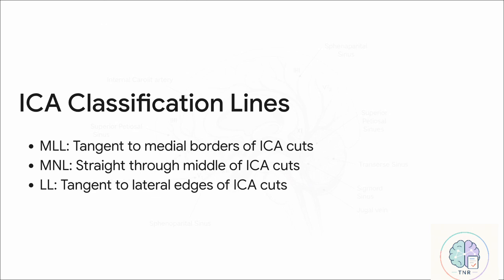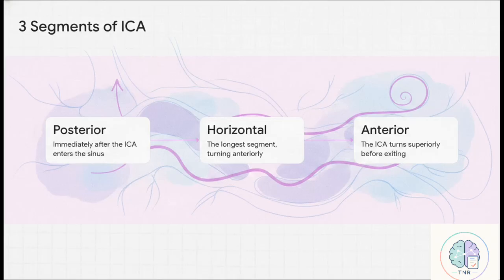Knowing these lines is an absolute game changer for surgeons to precisely communicate exactly how far a tumor has pushed in. As the internal carotid artery snakes its way through the sinus, we divide it into 3 distinct segments. First, you have the posterior ascending segment, which happens immediately as the ICA enters the sinus. Then it takes a sharp turn forward into the horizontal segment, and fun fact, this is actually the longest segment of the intracavernous ICA. Finally, it makes one more turn upward to form the anterior ascending segment right before it exits the roof of the sinus.